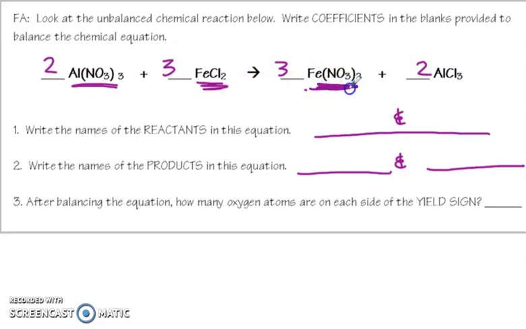Okay, here they are. Here's your 2 products. There they are, the FeNO3. And don't forget that those irons need a what? Roman numeral. Okay, so we're going to go back down to one more question here. After balancing the equation, how many oxygen atoms are on each side of the yield sign? Well, let's go ahead and look here. We've got 2 times 3 is 6, times 3 more is 18 oxygens on that side. Let's double check on the other. No oxygens there. Here we go. 3 times 3 is 9, times 2 more is going to be 18.